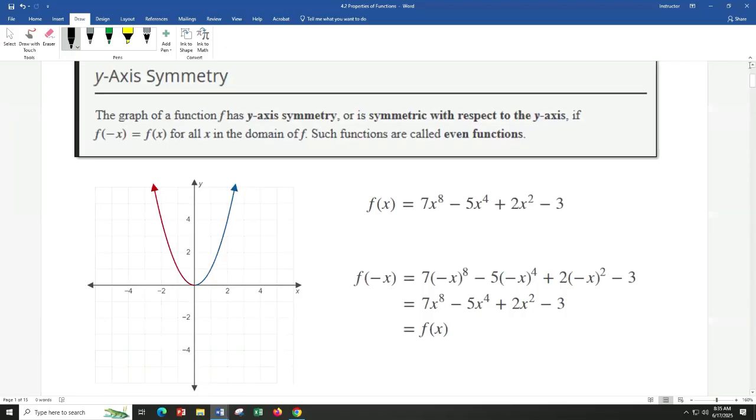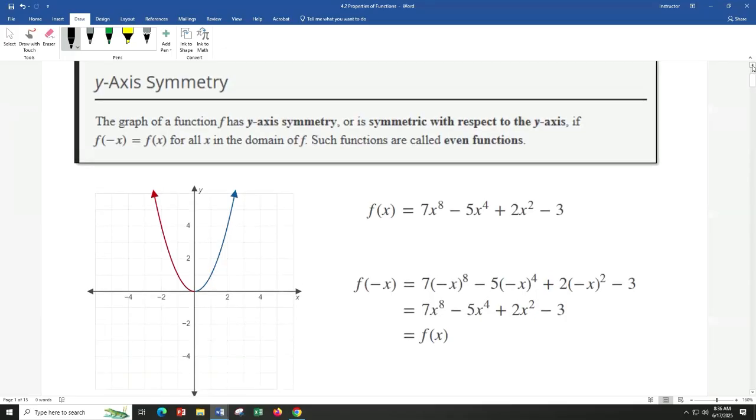Y-axis symmetry. Y-axis symmetry says the graph of the function f has y-axis symmetry, or is symmetric with respect to the y-axis, if f of negative x is equal to f of x for all x in the domain of f. Such functions are called even functions. Man, that makes no sense if you're not reading that carefully. As a math guy, you have to stop, slow down, and read it carefully.